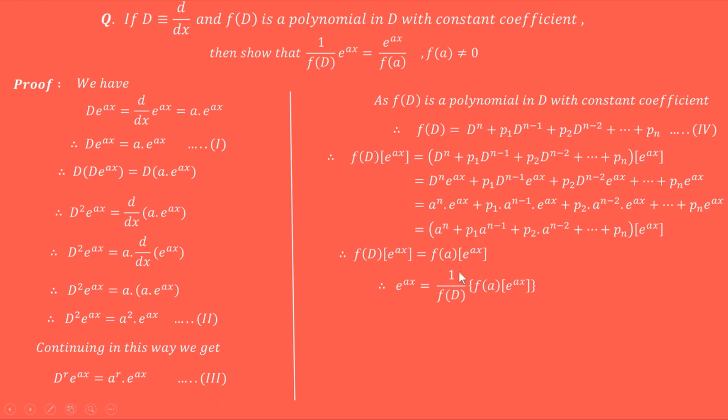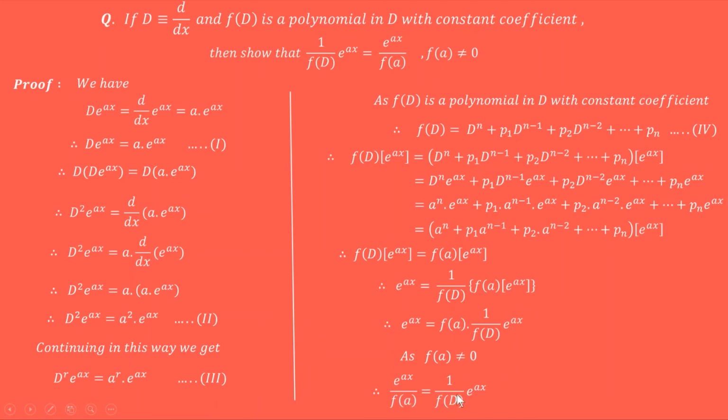Here the operator 1/f(D) means it is integration. And here a is constant, so f(a) is also constant. So take out this constant f(a) outside of that integral, and so we get e^x = f(a) (1/f(D)) e^x. Here you know f(a) is not 0. So transfer this f(a) to this side, and so we get e^x/f(a) = 1/f(D) e^x.